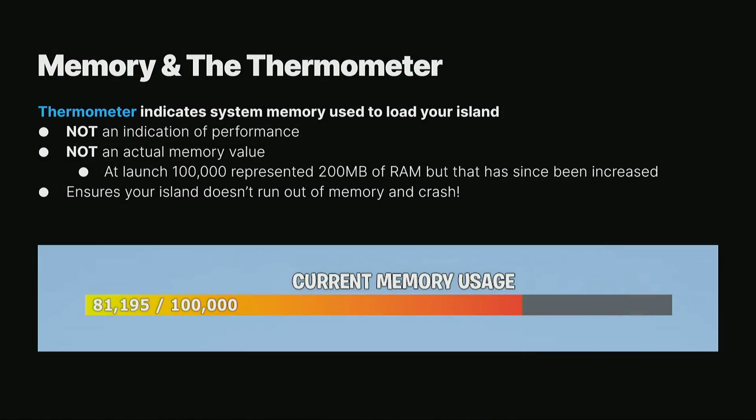So, when we say memory, we're talking about our friend, the thermometer, which is the bane of many developers' existence, but it's really important. And I wanted to first of all talk about what it is and what it isn't. So the thermometer indicates the system memory used to load your island. What it's not is an indication of performance. It's totally possible that you can have a thermometer at 100,000 with a map that runs really well. You could also have a thermometer on 1,000 that runs really badly. So it's really just about memory.